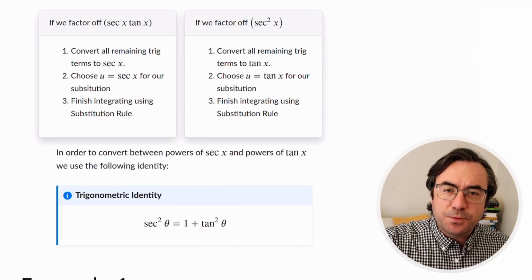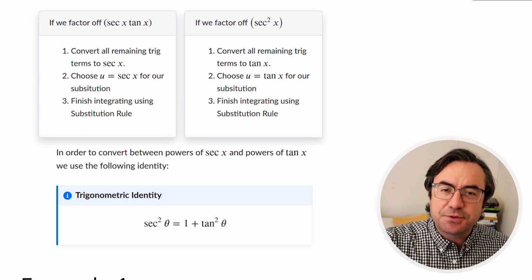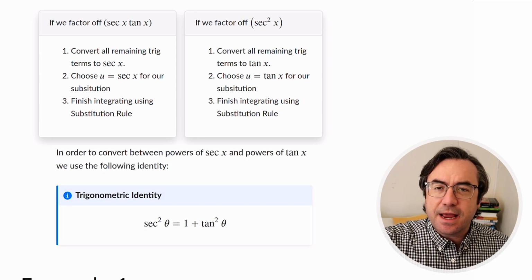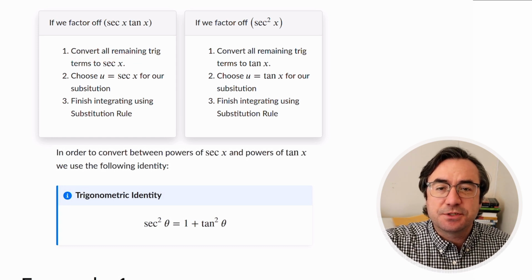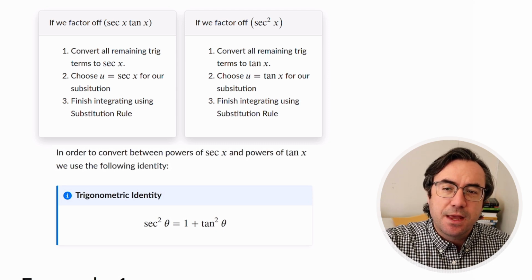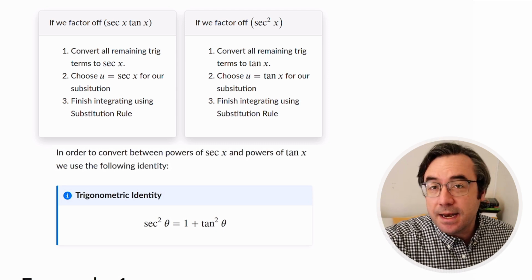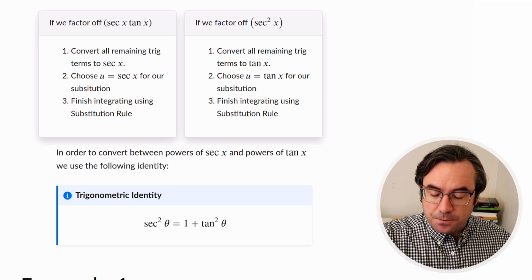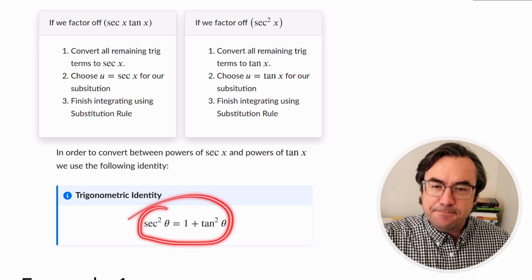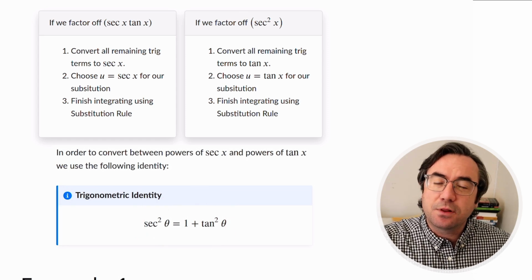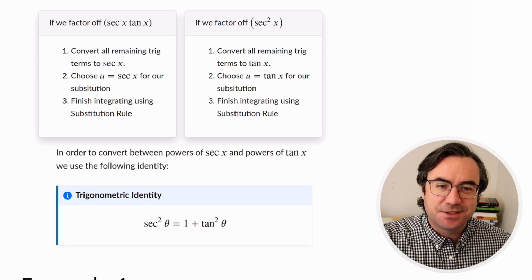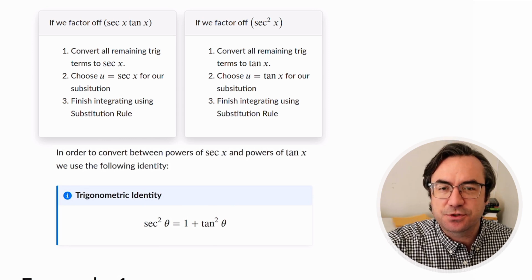And once we decide on the substitution, then we're going to have to convert all of our remaining trig terms to either secant or tan. And we're going to use a trig identity to do that. So our trig identity is secant squared theta is equal to 1 plus tangent squared theta. So this is kind of like our sine squared plus cosine squared equal to 1.